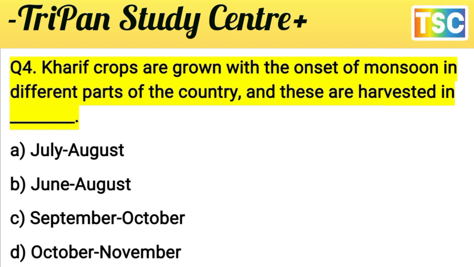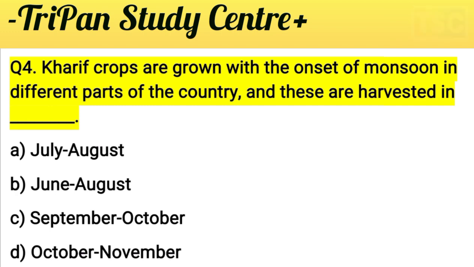The monsoon time period is June, July. You know that in June and July the monsoon arrives in different parts of the country. The growing season is an important clue here. But first of all, check your knowledge. I will give you a few seconds. You must have a thought of your answer.